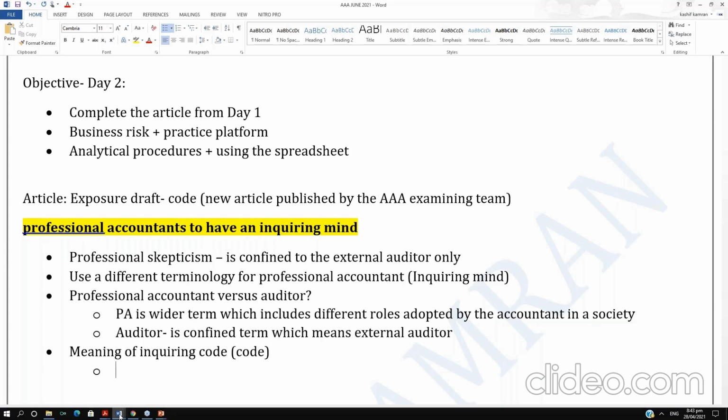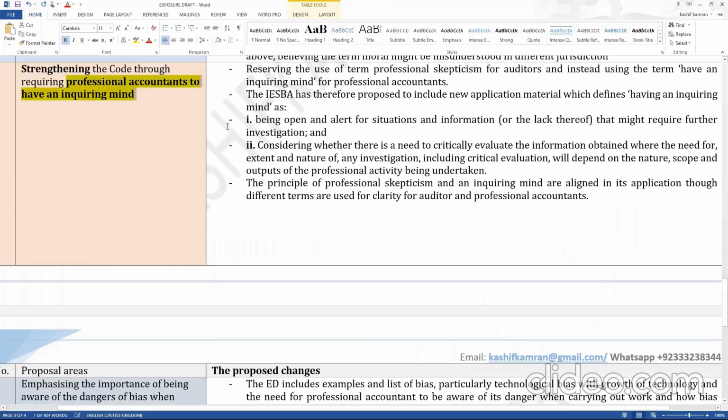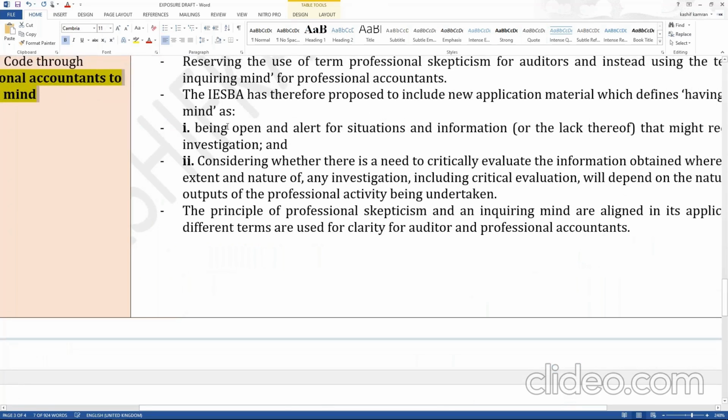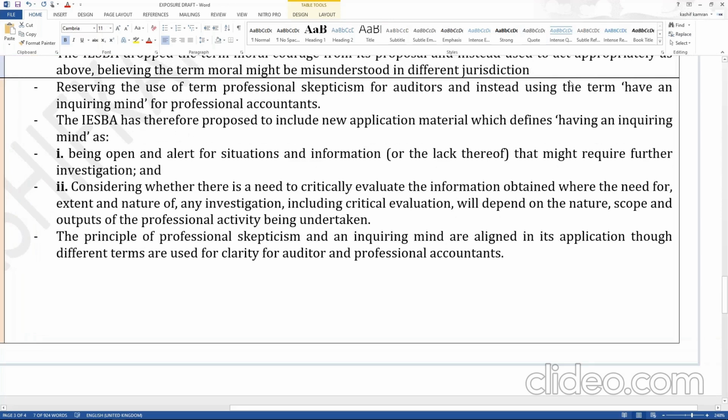Okay, let's go back to my summary, and in the summary, let's see the meaning of the word inquiring mind. Let me put that in front of your screen now, and let's start to discuss it. I hope that is clear to all of you. Let's start from here. Number one, reserving the use of the term professional skepticism for the auditor and instead using the term having an inquiring mind for a professional accountant. So I just made that clear to you, right? We are reserving the term professional skepticism for the auditor and using the term having an inquiring mind for a professional accountant. So we've done the first bullet.